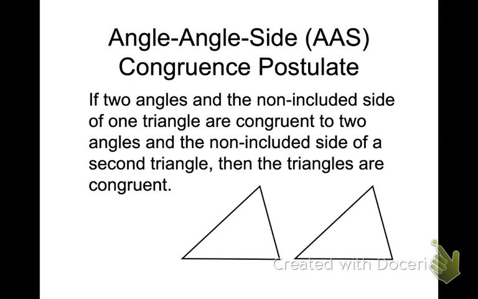If two angles and the non-included side of one triangle are congruent to two angles and the non-included side of another triangle, then the two triangles are congruent.